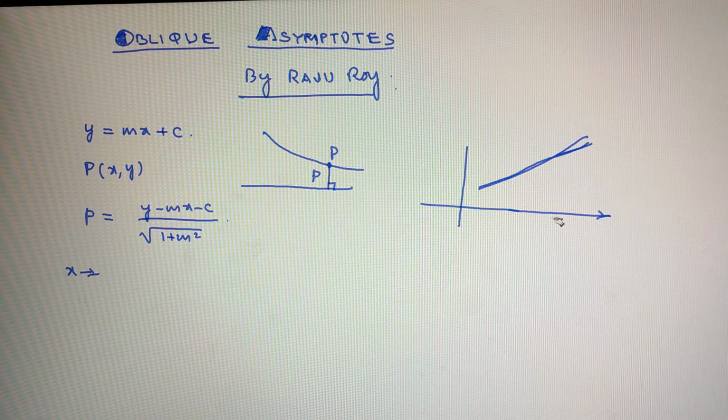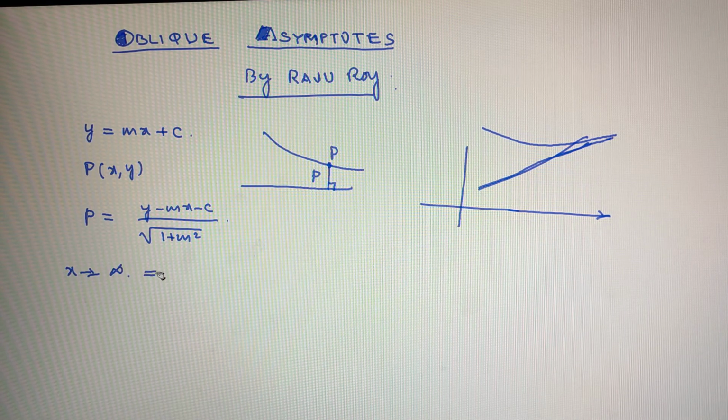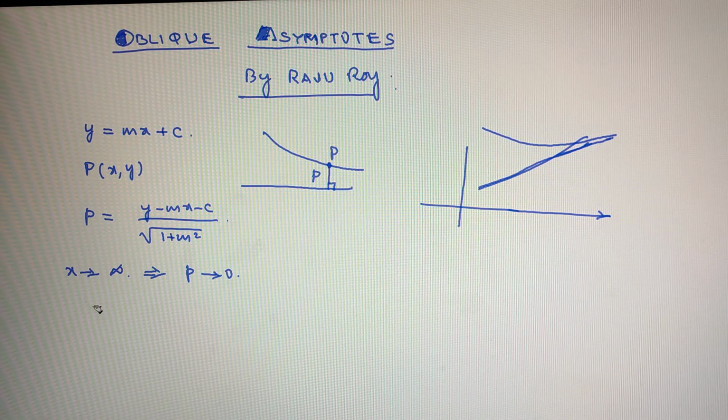move towards x, if we increase x, when x tends to infinity, this curve may come closer to this and tends to 0. Okay. So this is what I mean to say. So when x tends to infinity, this implies p tends to 0, right? So I can say that if I take the limit x tends to infinity, p tends to 0, right?